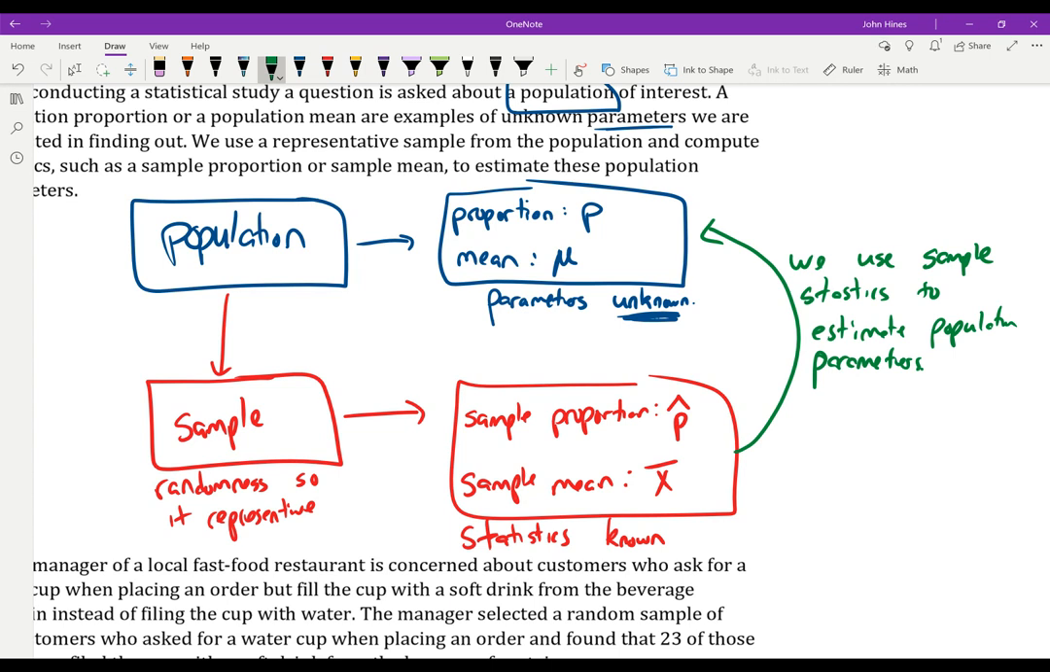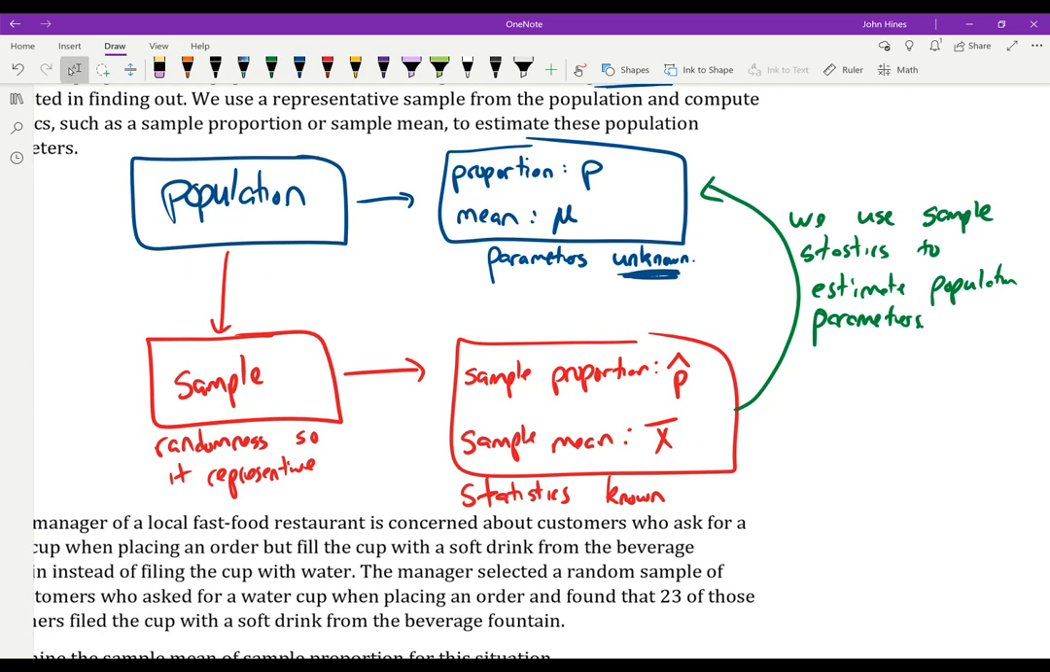And it's this very complicated process. It's not the most straightforward thing that we do. But from my population, I take a sample, then I compute a statistic from that sample to estimate some kind of parameter. Clearly, a sample proportion estimates a population proportion. A sample mean estimates the population mean.